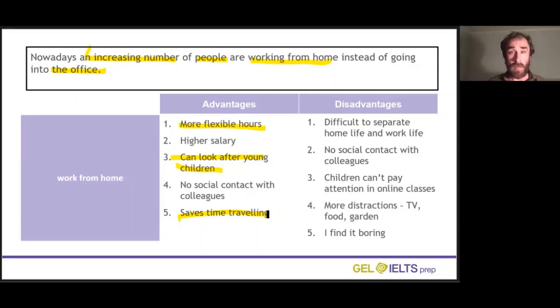Right. Number 1, it's difficult to separate your home life and your work life. I think this is a good point. It's a negative point about working from home. It can be difficult to know when work finishes and when your normal life begins.